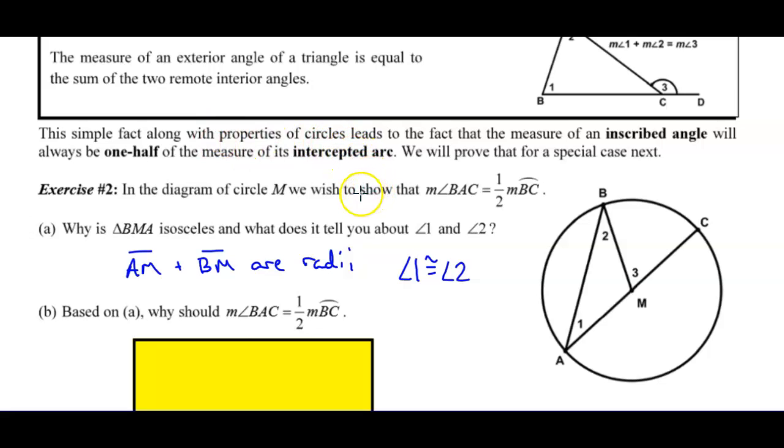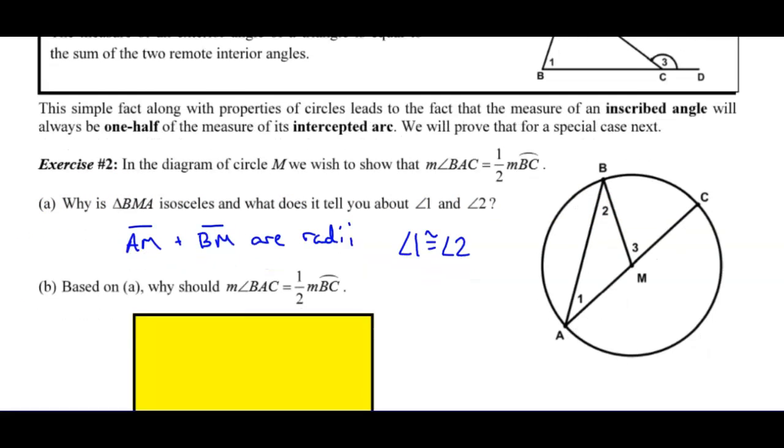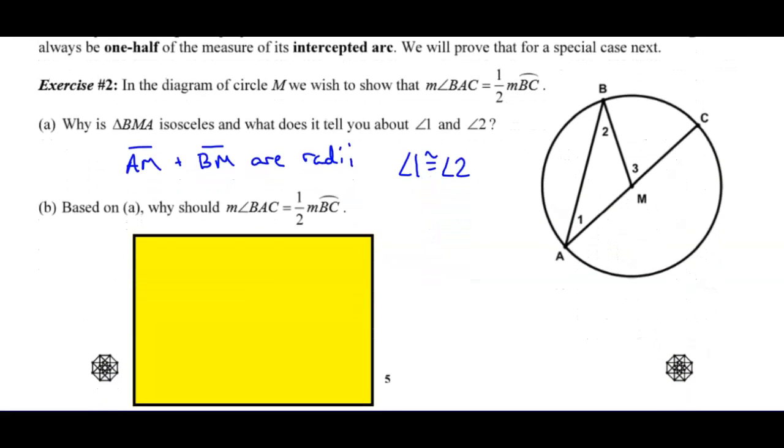So let's prove that. In the diagram of circle M, we want to show that angle BAC, which is angle 1, is half of arc BC. Okay, so the first question that's going to lead us down this path, why is triangle BMA isosceles, and what does it tell you about angles 1 and 2? Well, this triangle here is isosceles because we have two radii. AM and BM are both radii, so then angle 1 must equal angle 2 because base angles of any isosceles triangle are equal.